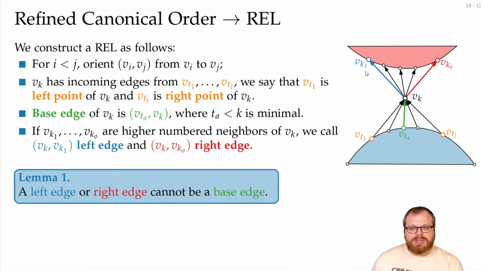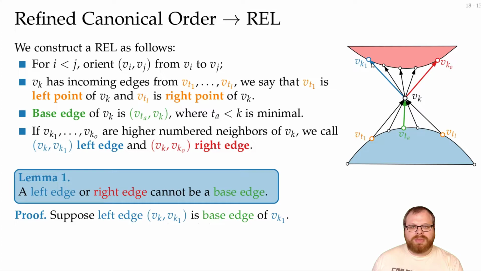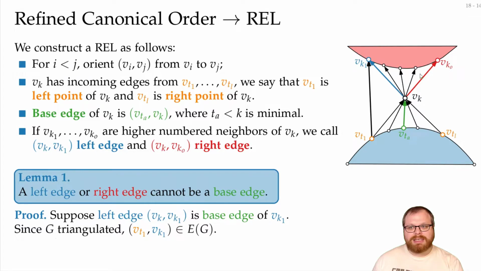So let's assume for a contradiction that this blue edge here is also a base edge. If it is a base edge, it must be the base edge of VK1, because it's incoming here. We have a triangulation, so we must also have this edge from VT1 to VK1. It must be directed upwards, because this has index at most k-1, and this has index at least k+1. But, of course, this also has a smaller index than VK, because it lies in Gk-1. That means that this one cannot be the base edge, because the base edge is defined by the vertex with the smallest index. And now we have a contradiction. So this blue edge cannot also be green, and symmetrically this red one also cannot be green.